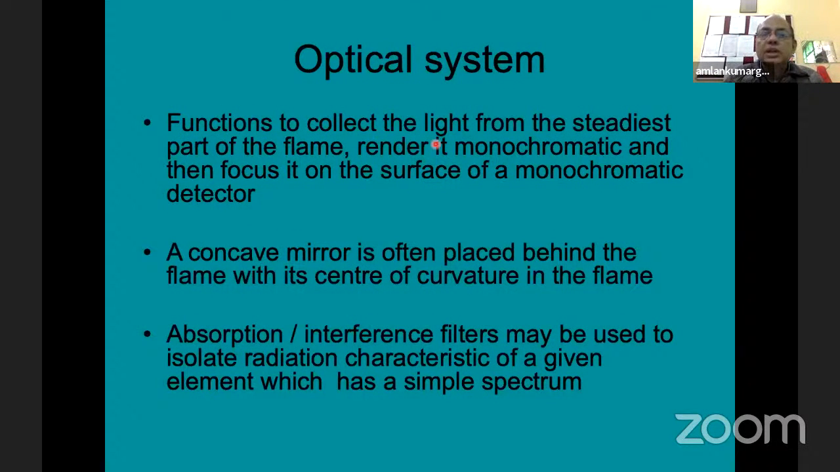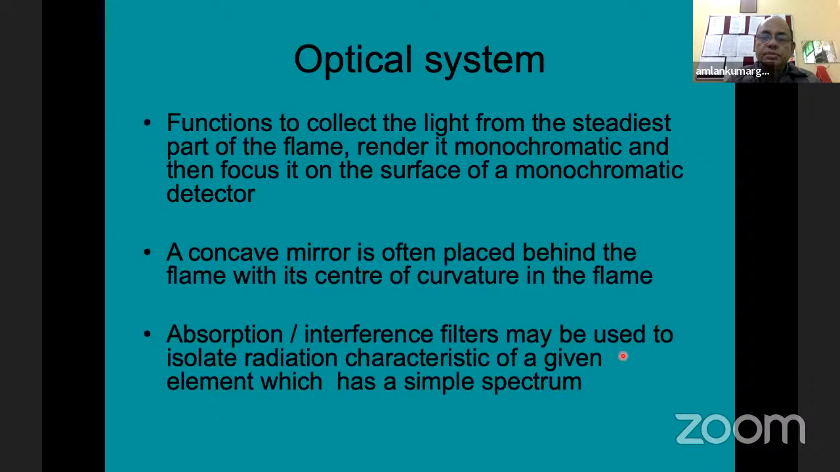So the function is to collect the light from the steadiest part of the flame, render it monochromatic, and then focus it on the surface of the detector. A concave mirror is often placed behind the flame, with its center of curvature in the flame, so that it collects light. So the flame is here and the concave mirror is here. Light from the flame will hit the mirror and go straight. That is what the concave mirror does. It allows the maximum amount of radiation from the flame to go to the detector.